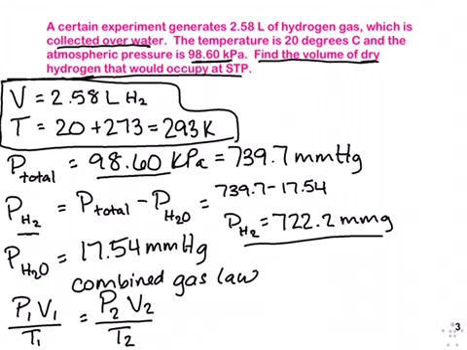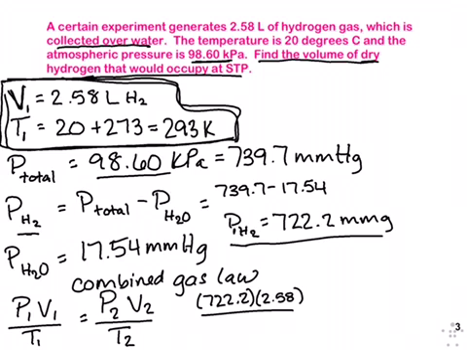So all of these initial pieces of information would be your first set. So this volume of 2.58 liters is your initial volume, so V1. 293 Kelvin is your T1. And then your initial pressure of hydrogen is the pressure over the water, so that would be the 722.2 over the volume of 2.58 over the temperature. The initial temperature is 293.